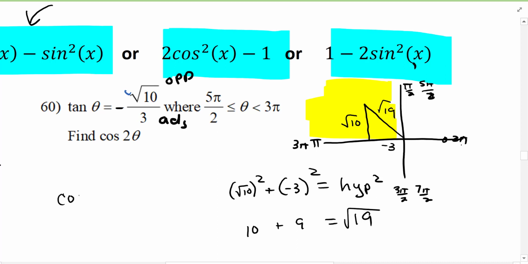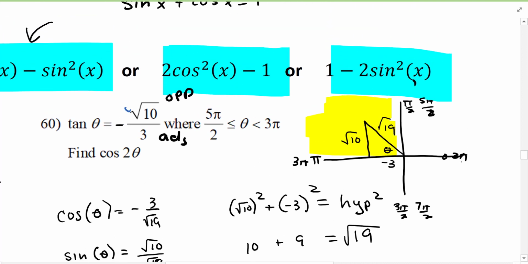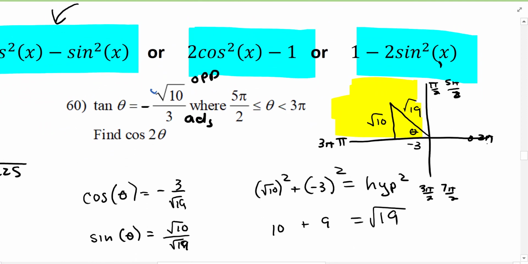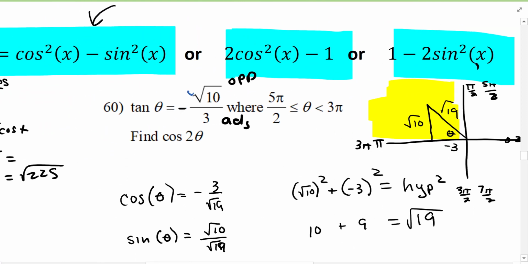So let's see. Cosine of this theta is going to be negative 3 over root 19, and we could simplify that, but I'm going to leave it just like this right now. And sine of theta is equal to root 10 over root 19. All right, so I'm not sure it matters which one. We can use any of these. I'm going to keep it simple. I'm going to use this one right here, because when we square it, both of those are going to go away, and we know when it's squared, it's just 10 over 19.